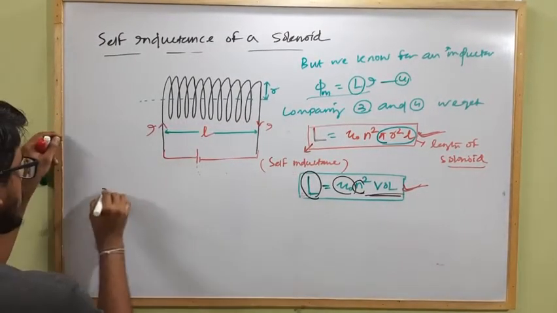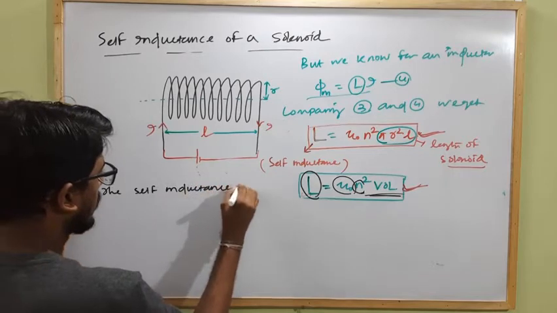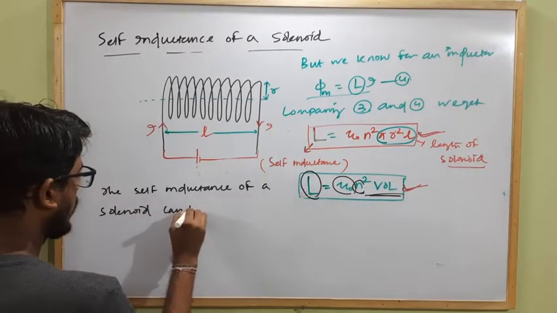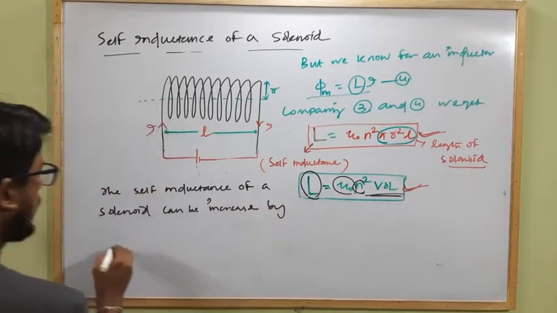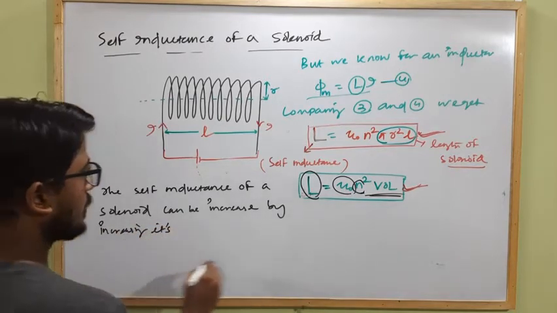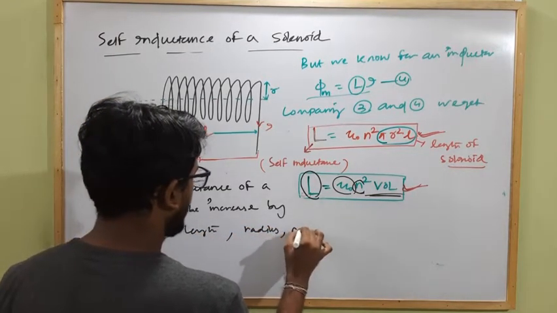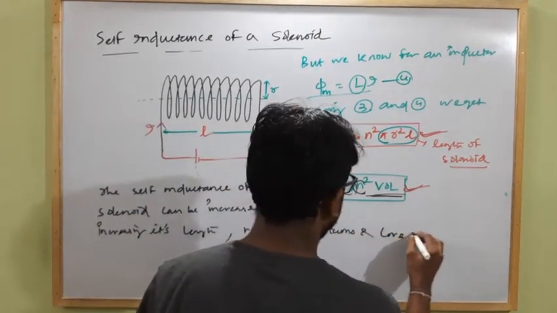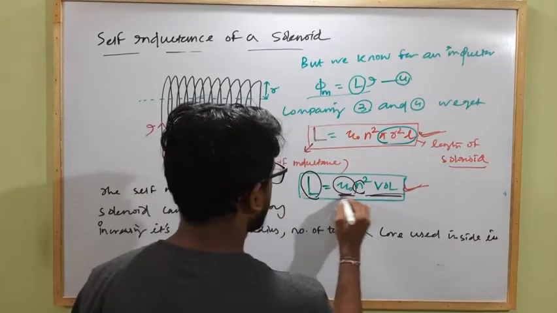So from this we can get that the self inductance of a solenoid can be increased by increasing its length, radius, number of turns and core used inside it. This is referred to as the core.